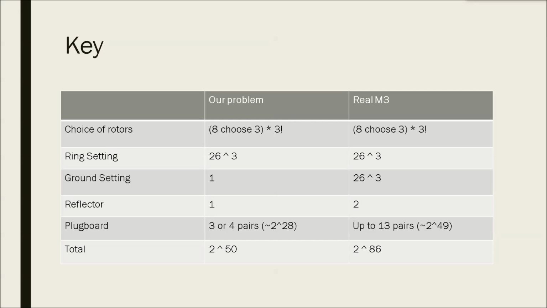The plug board, for us, the question specified it will be either 3 or 4 pairs of plug board. But in a real Enigma machine, since there's 26 letters, you can choose up to 13 pairs to use up all of them. And if you sum them up, there will be 2 to the power of 49 roughly. And for us, it's about 2 to the 28. The total number of things we do is 2 to the 50. For the real M3, it will be 2 to the 86.